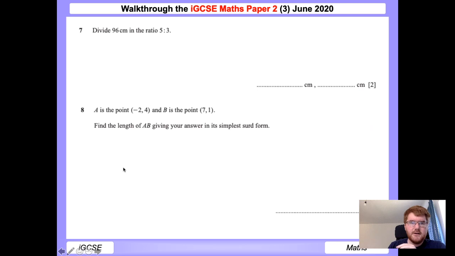Okay, let's keep hurtling through. So, nice ratio question. I remember, so my year 11s that are in my school, shout out to you, by the way. Good luck on Tuesday.